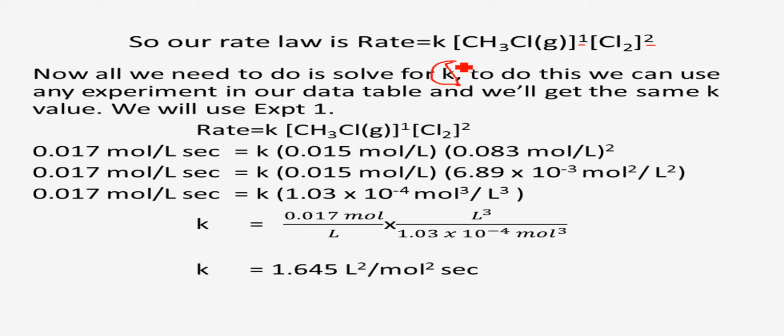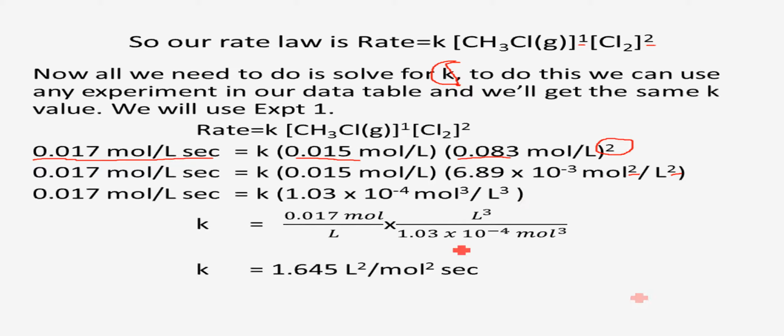And to figure out the value for k, we can use any set of data that we want. So I'm just going to choose experiment 1. So I'm going to sub in my rate that I got from my data on experiment 1. I'm going to sub in my concentration of my CH3Cl. I'm going to sub in my concentration of my Cl2 along with the units. The units are important. And I'm just going to solve it through. Now note, my Cl2 is raised to the exponent 2. That's why I end up with moles squared and liters squared.